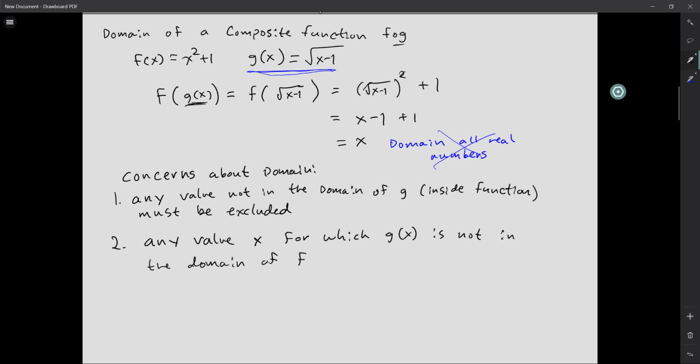If I plug in a number for g and get a result, then that result needs to also be in the domain of f, because if I had these swapped around, for example, actually, this might be a bad pair for this example. So I'll come up with some more functions. Let me finish writing this. Any value x for which g of x is not in the domain of f must also be excluded.